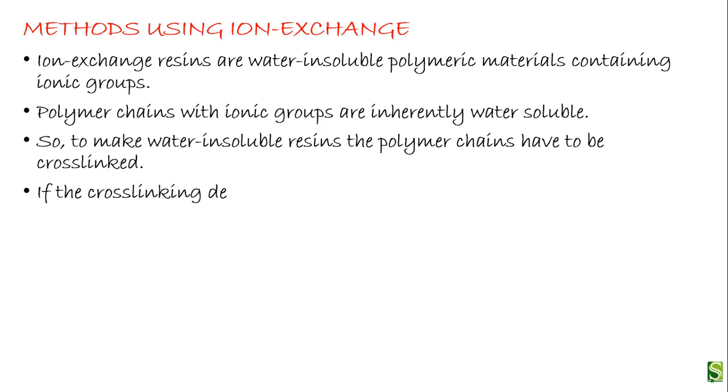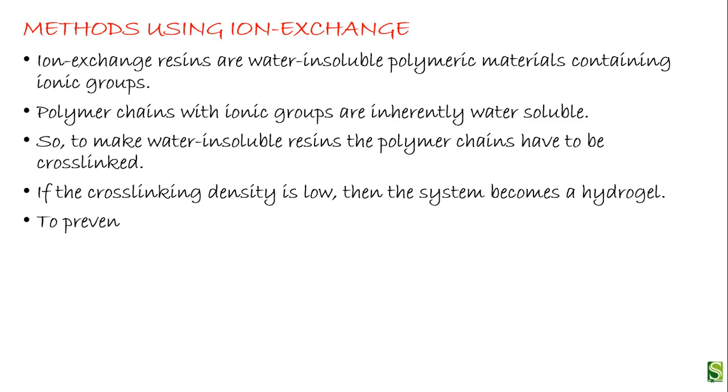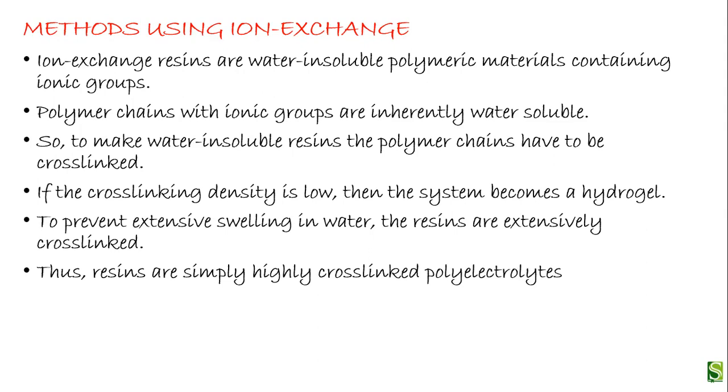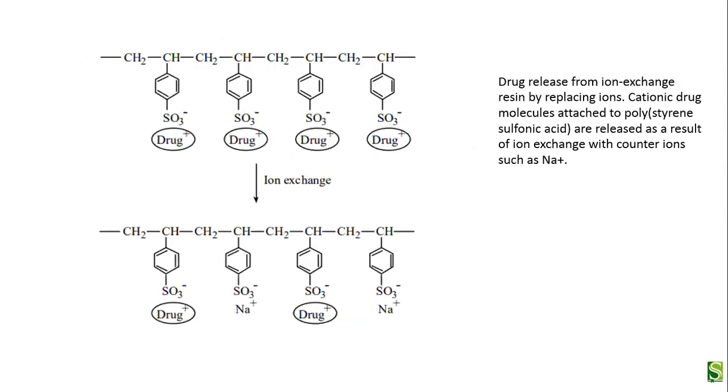If the cross linking density is very low, then the system becomes a hydrogel. It will form a gel. But what we want is a resin which has to be water insoluble, and hence we have to increase the degree of cross linking. To prevent the extensive swelling in water, the resins have to be extensively cross-linked. Thus the resins are simply highly cross-linked polyelectrolytes. Ion exchange resin is also used to make hard water soft. Now consider an example of ion exchange resin.